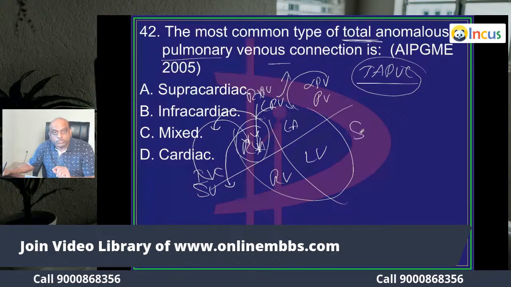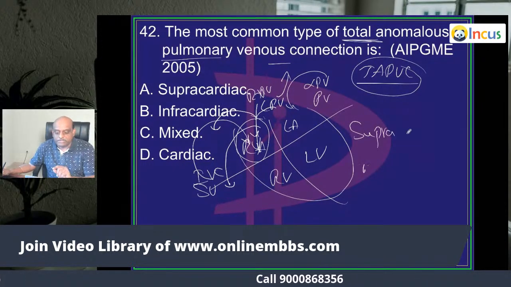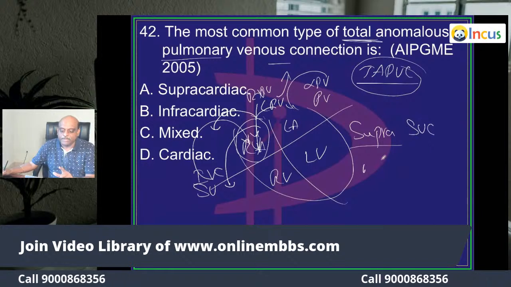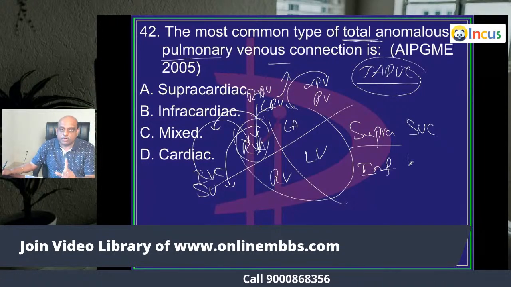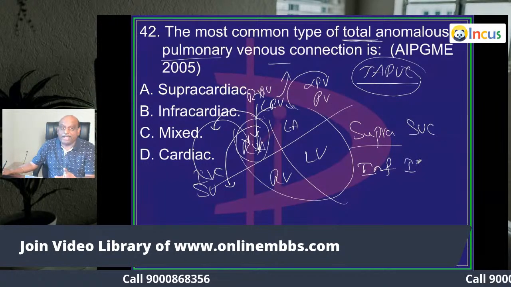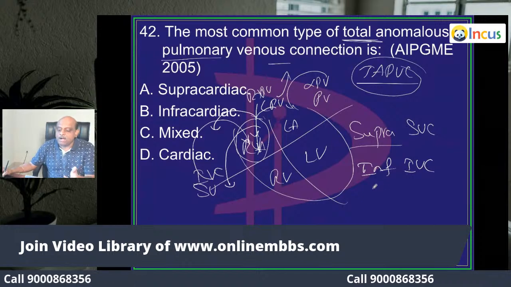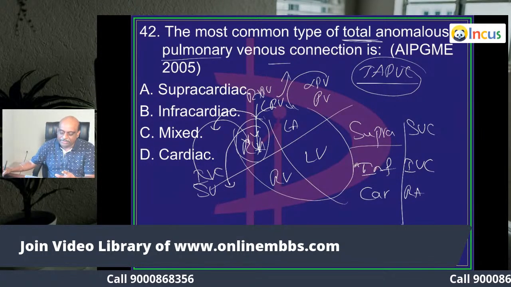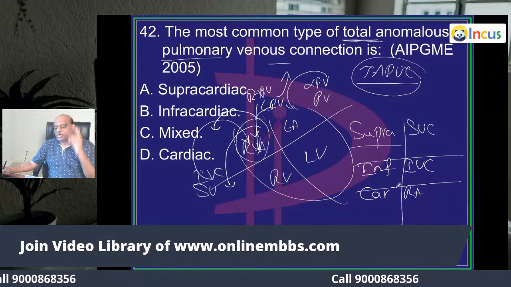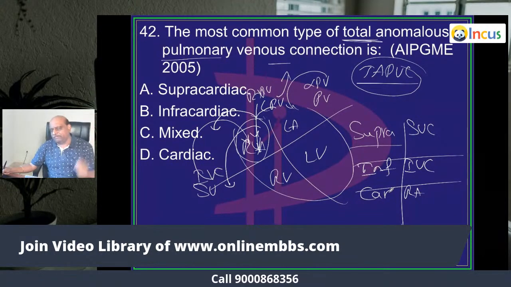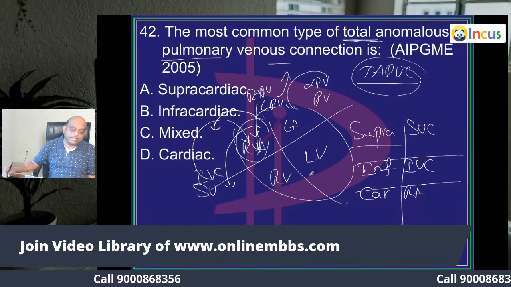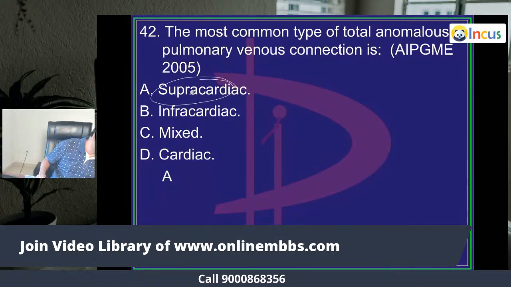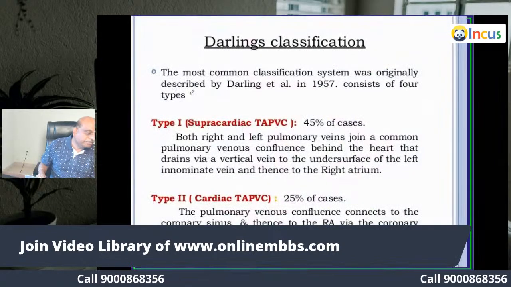Accordingly, you have supracardiac, means common pulmonary vein is draining into SVC. Infracardiac, common pulmonary vein is draining into IVC. And cardiac, directly into right atrium. Accordingly, you have three types of total anomalous pulmonary venous circulation. Of all the three, what is most common type? Supracardiac is most common type, is what you need to remember.